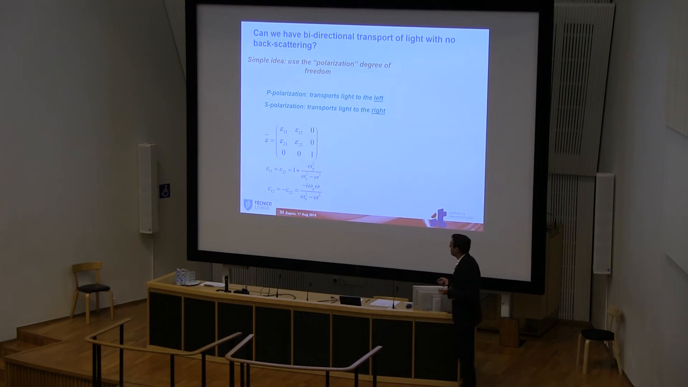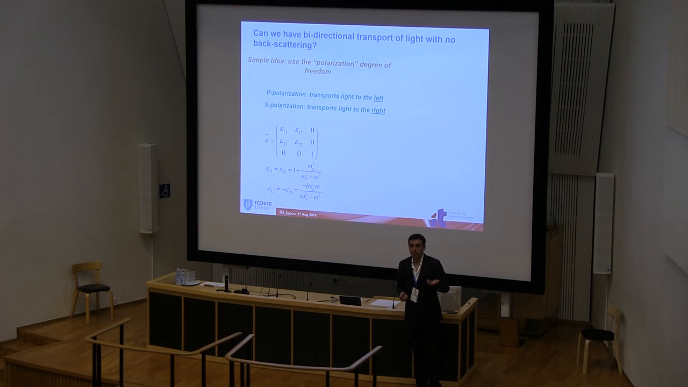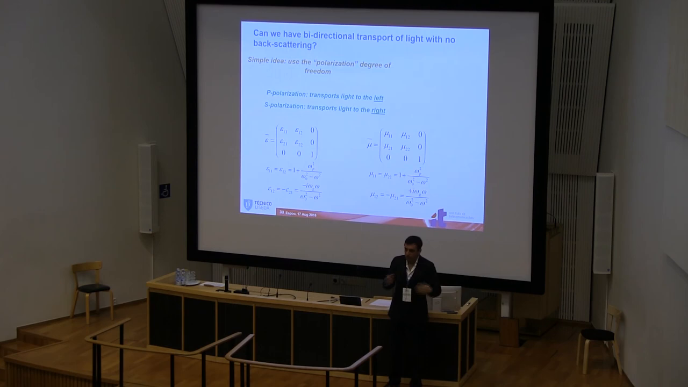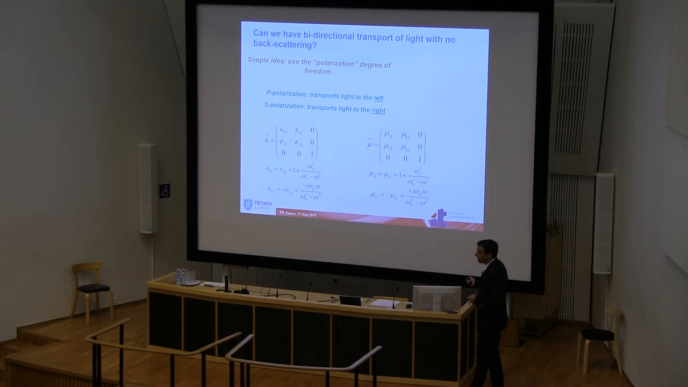To transport P-polarization just to the left, just use the same gyrotropic material as before. So just put a gyrotropic electric response. And now if you want to transport S-polarization to the right, just play with mu. So just put the gyrotropic magnetic response in the permeability. Now, I want one of them to go to the left, and the other one to the right. And to ensure this, I must be careful about the coupling in the gyromagnetic response. So basically, to do this, I have to select this sign and this sign.